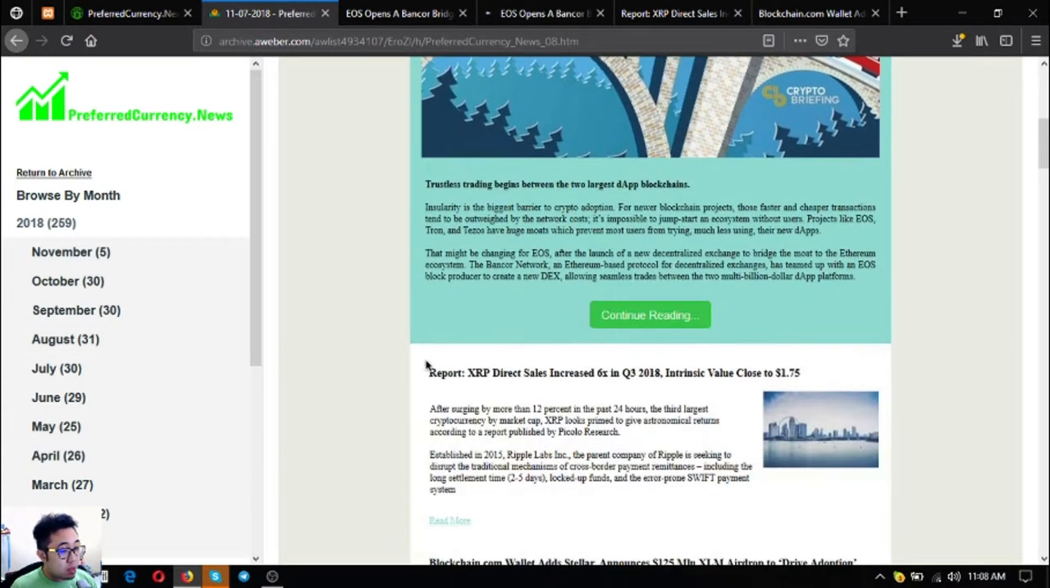The next one is: report, XRP direct sales increased 6 times in Q3 2018, intrinsic value close to $1.75. After surging by more than 12% in the past 24 hours, the third largest cryptocurrency by market cap, Ripple XRP, looks primed to give astronomical returns according to a report published by Piccolo Research. Established in 2015, Ripple Labs Incorporated, the parent company of Ripple, is seeking to disrupt the traditional mechanisms of cross-border payment remittances, including the long settlement time, 2 to 5 days, locked up funds, and the error-prone SWIFT payment system.